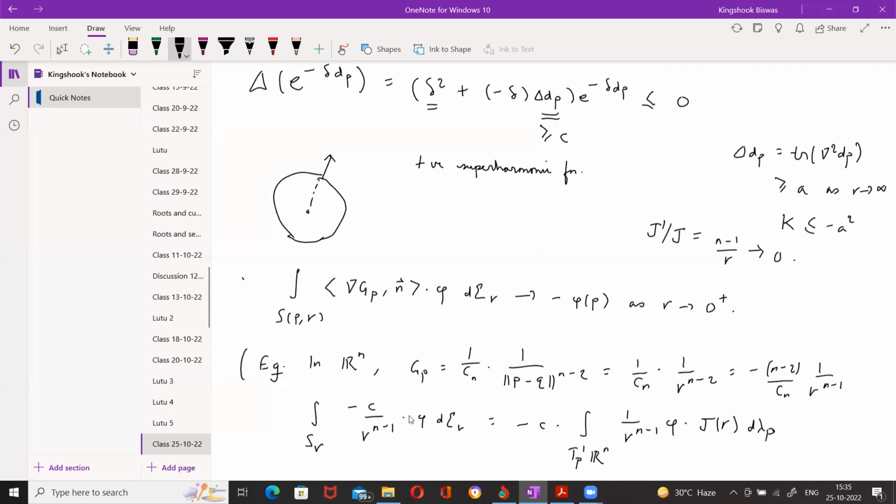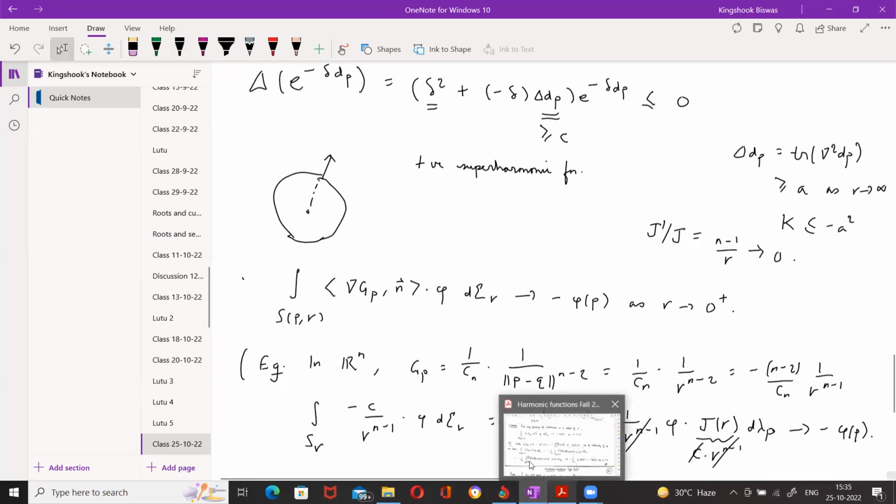The Jacobian of the change of variables is just J(r), and this J(r) is a constant times r to the n minus 1. So there'll be a 1 over c here, and a c times r to the n minus 1 here. So these will cancel, this will cancel this, and this c will cancel with this. And so you'll get the integral of φ over a small geodesic sphere, and by continuity, this will converge to minus φ(p). Is that okay? So that's the computation in R^n. And a similar computation will work in any harmonic manifold.